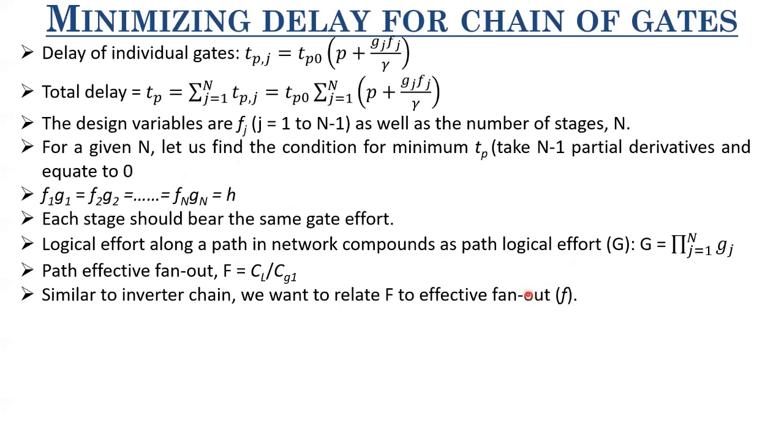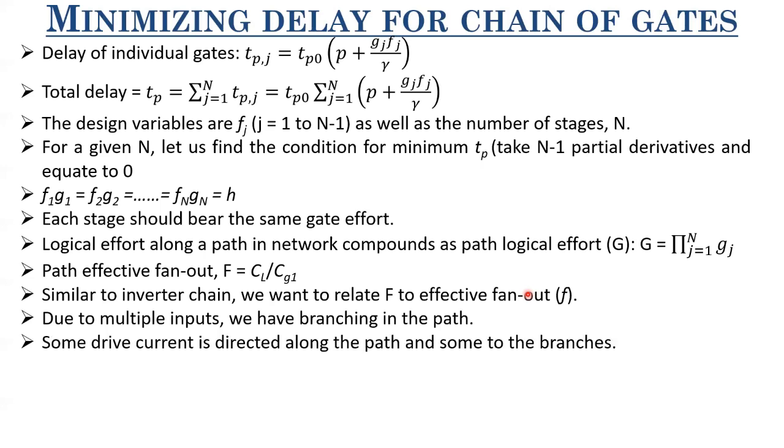In a chain of inverters, you had similar gates, and branching was not affecting it much. But here, since these complex gates can have multiple inputs and multiple fan outs as well, we can have branching in the path. So whenever you have branching in the path, what happens?